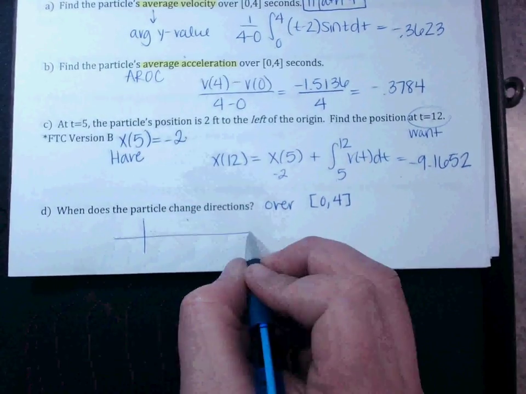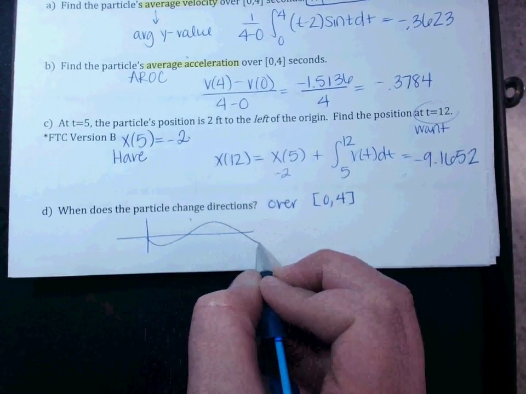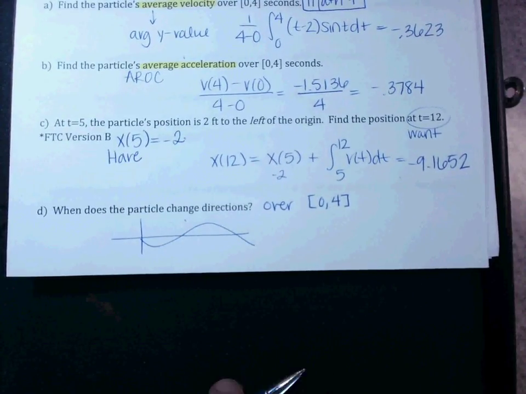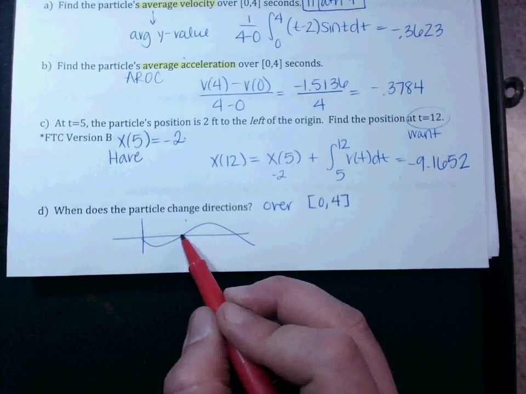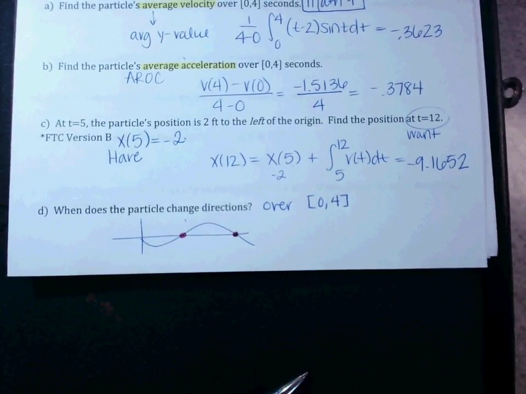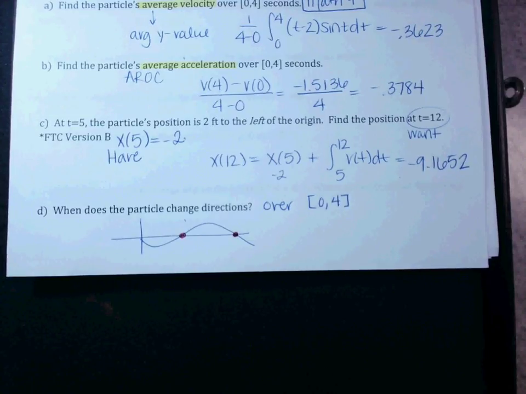So when I graphed it, it looks like this. And so the two places that it changes sign would be here and here. One of them is a whole number, one of them is a decimal. So find those two. Are you in radian mode? You are? Okay. It should come out like that.